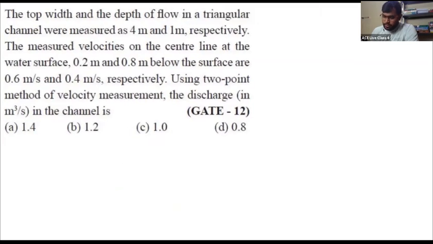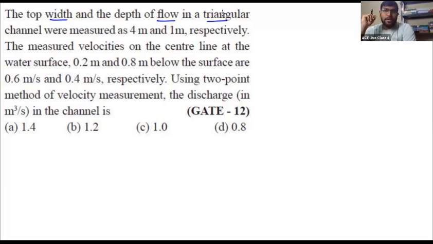So now, you see, the top width and the depth of flow in a triangular channel were measured as 4 meters and 1 meter. So in a triangular channel, see, I have given you the channels as a rectangle, and I told you there are different types of channel sections, and that will be discussed within a few minutes also.